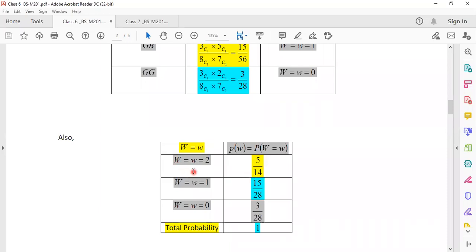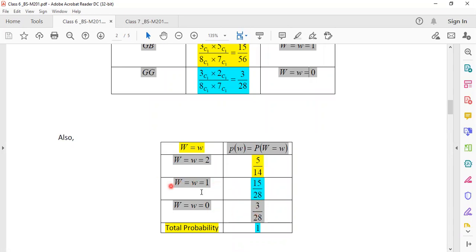So capital W is taking the value 2. You know the probability is already 5 by 14. When capital W takes the value 1, the probability is 15 by 28. When capital W takes the value 0, the probability is 3 by 28.